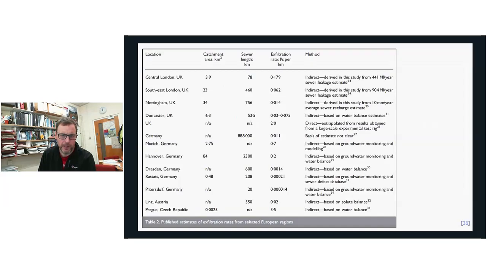And this table summarises some estimates of exfiltration for different UK or different EU cities. This paper that this comes from should be linked on Vision if you're interested in looking at this.